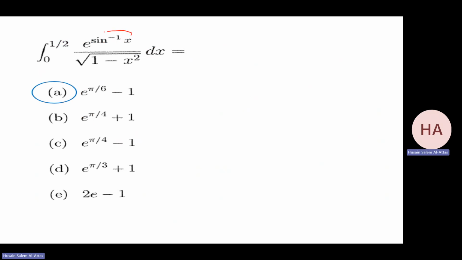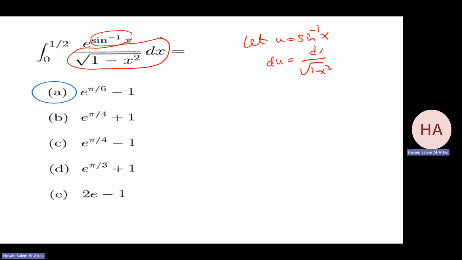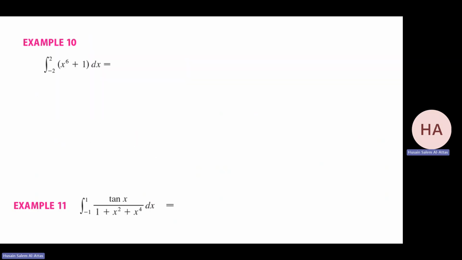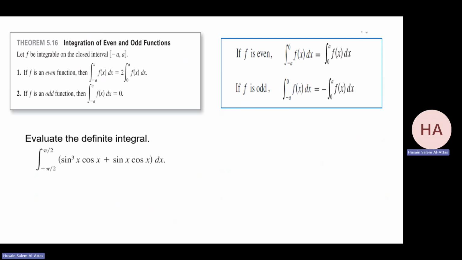Yeah, this is from all the exam questions. Very clear. If this is u, then this is my du. So I let u equal sine inverse of x. du will be what? 1 over square root of 1 minus x squared. Don't forget the dx. So this integral, now I change the limits. Sine inverse of 0 is 0. Sine inverse of half is pi over 6. And I have e^u du, which is easily e^u from 0 to pi over 6. So that will be e^(pi over 6) minus e^0, which is 1. So this is the answer. Very easy one. The last thing in this section, which I will stop at that one.